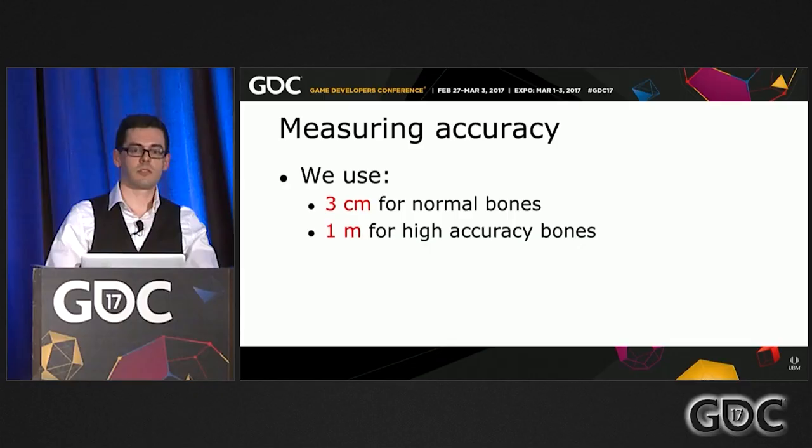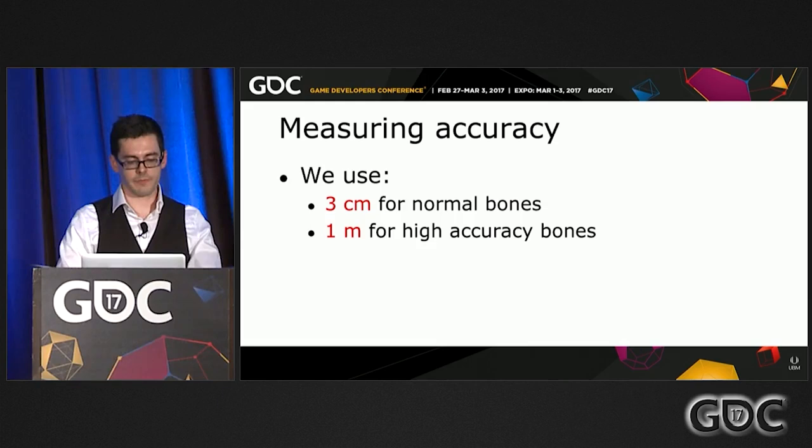In practice, internally, we settled on 3 centimeters for our normal bones, which comprise 99% of all our bones for main characters, props, and so on. And we also have 1 meter for high accuracy bones, which is, of course, animator-defined and data-driven, with the exception that the root bone is always considered to be high accuracy, just because I wanted to be extra conservative with the data.